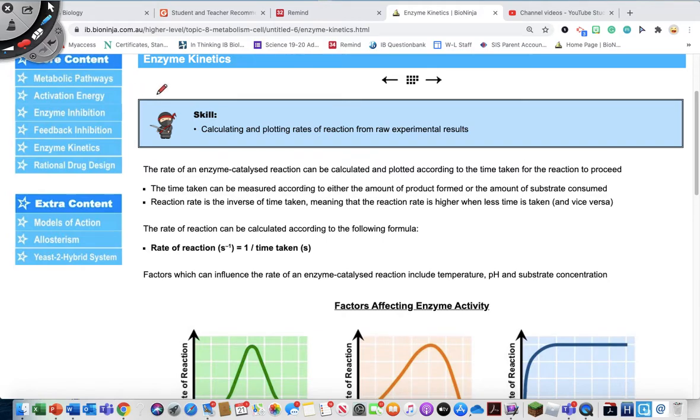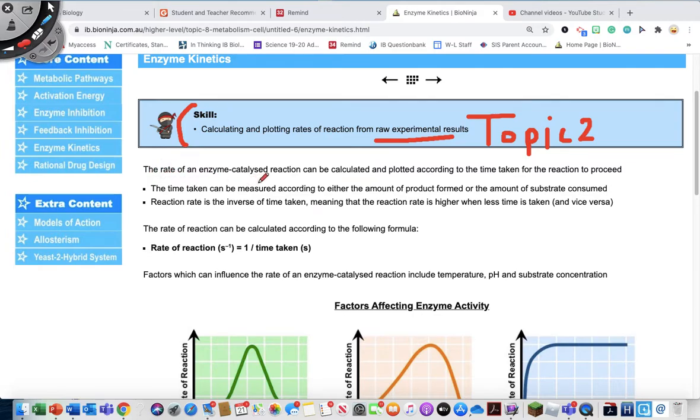All right, we're going to start with a little review of topic 2 and some of the factors that affected enzyme activity, and also how you were able to calculate the rate of an enzyme catalyzed reaction. So the skill here is a review of topic 2. If you need to go back and review this in topic 2, you may do so. We're going to calculate and plot rates of reactions from raw experimental results. So let's review a little bit.